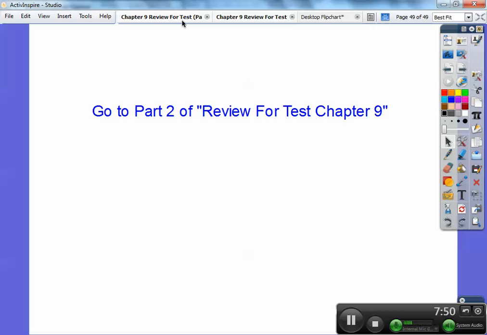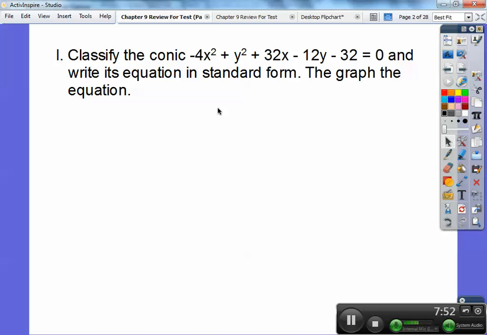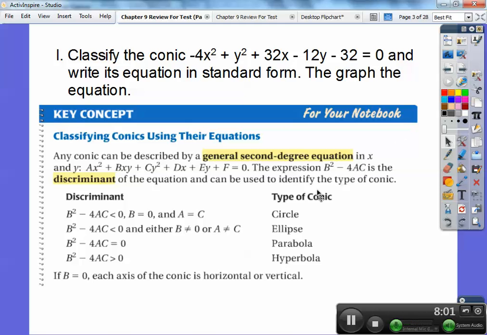So here's part 2 right here. Okay, so classify the conic and write its equation in standard form, then graph the equation. I can already see this is going to be a hyperbola, but this is why, you guys. So if it's in this form right here, see this A right here is this -4. B, there is no xy, so B would be like 0. C would be the 1 right there. D would be the 32. E would be that -12. And F would be the -32.